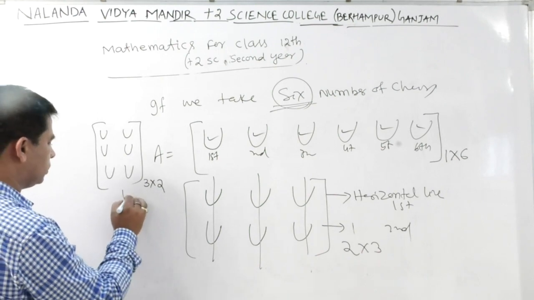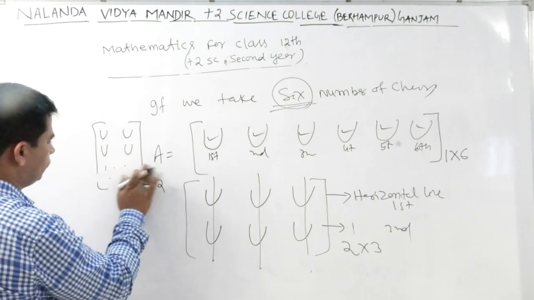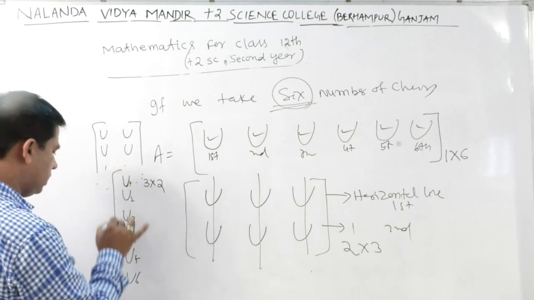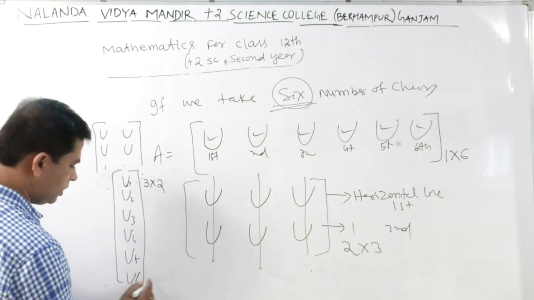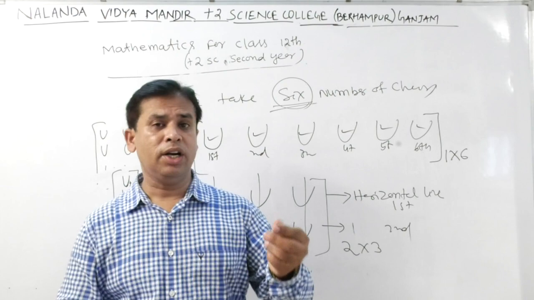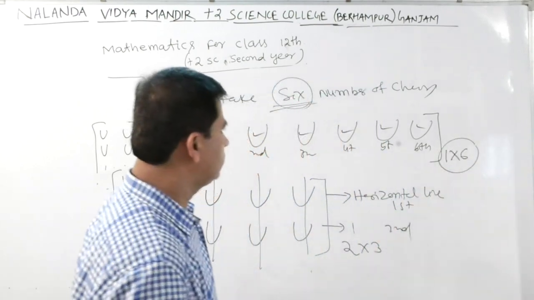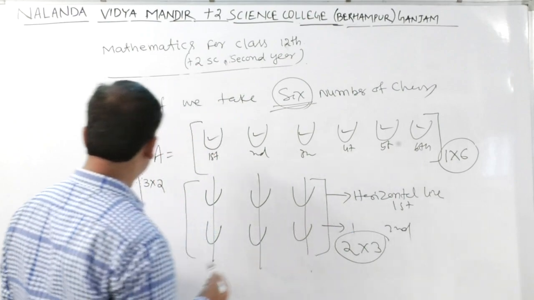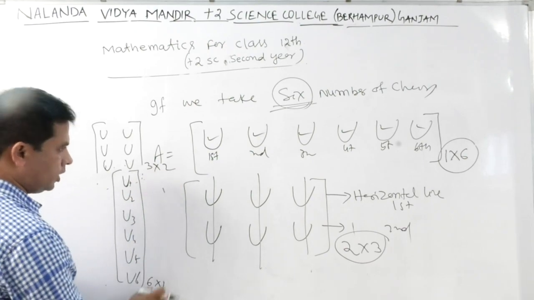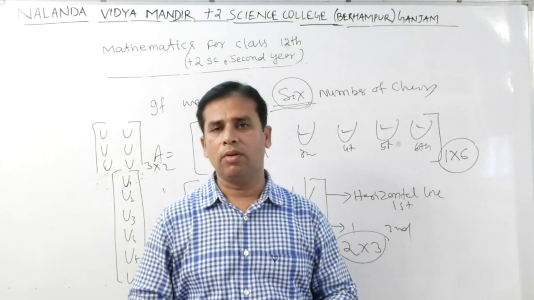And we can also arrange them in this way. All chairs are arranged first, second, third, fourth, fifth, sixth. Therefore, the order of this matrix is 6 cross 1. We take 6 chairs, but in how many different ways can we arrange them? In 4 different ways. First is 1 row 6 columns, second is 2 rows 3 columns, third is 3 rows 2 columns, and fourth is 6 rows 1 column. Therefore, 6 chairs can be arranged in 4 different orders of matrices.